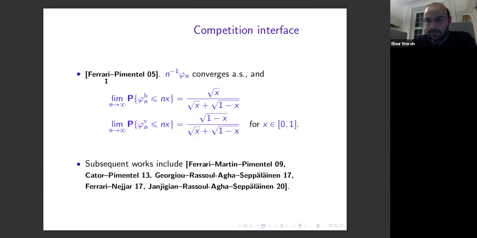In their original work, Ferrari and Pimentel proved that the competition interface has an asymptotic direction almost surely. And one can write down the distribution of this asymptotic direction. So this direction is random. So for example, the horizontal coordinate rescaled by n has this limiting CDF given by this function. Now there have been subsequent works, including these listed on the competition interface, but what I will focus on is this result by Ferrari and Pimentel.